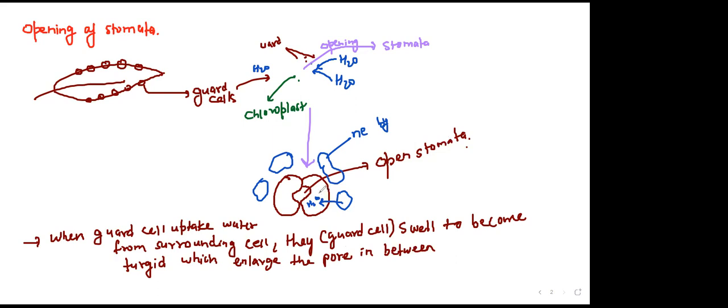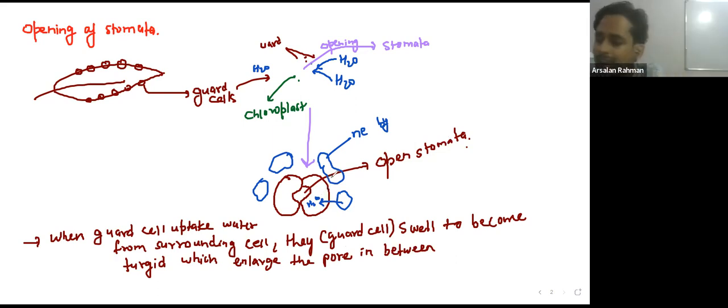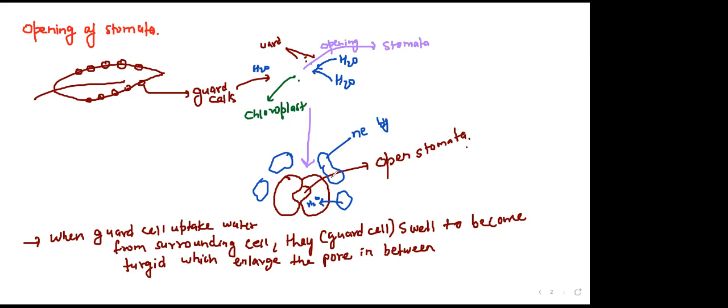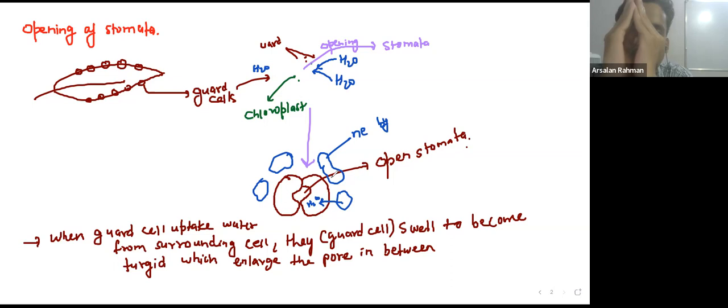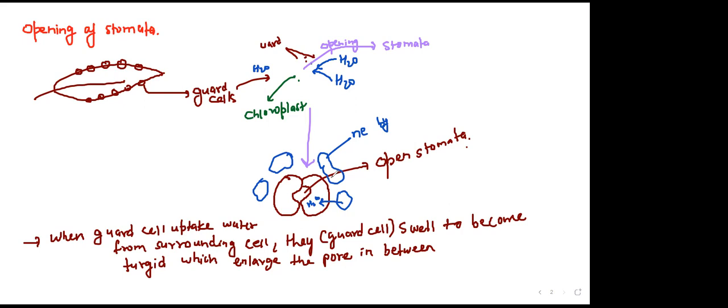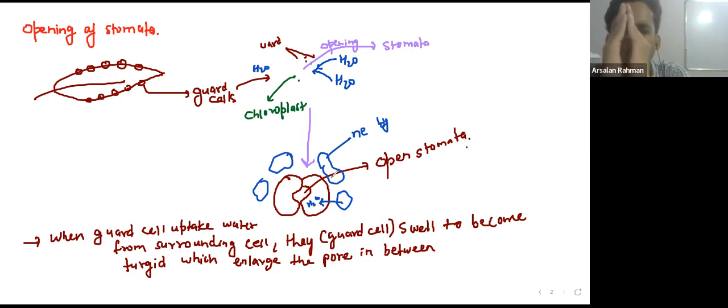When water enters, the guard cells will swell. Suppose these two are the guard cells. When water enters, can you see a very narrow opening? When water enters the guard cells they become swollen and move apart. Can you see there is a bigger opening? When water is released from the guard cells, they shrink again and the opening will be small or closed. When water enters the guard cells, the opening will be large. This is called opening of stomata. So turgid guard cells enlarge the pore in between.